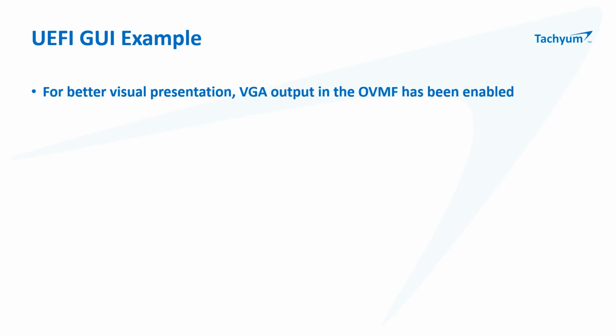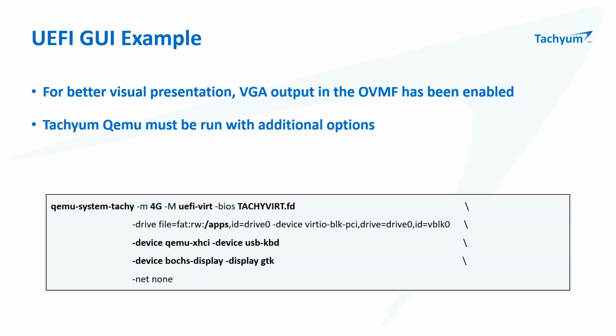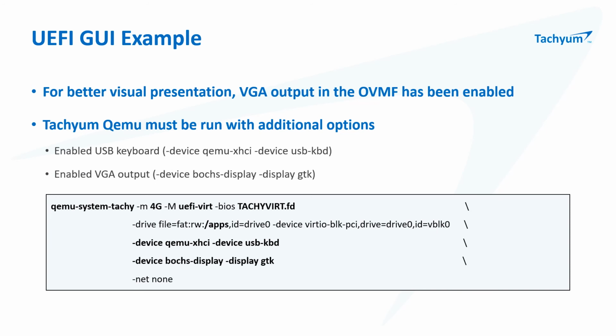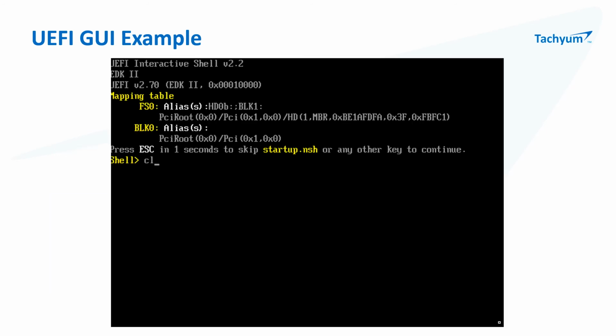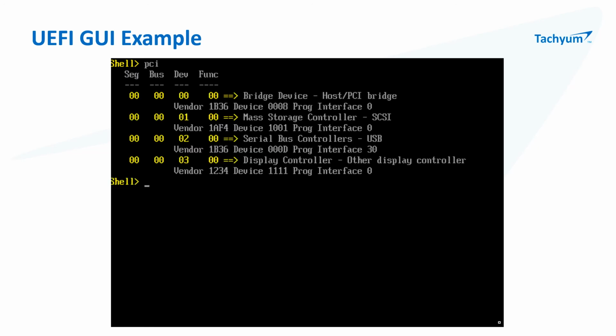For better visual presentation, VGA output in the Open Virtual Machine firmware has been enabled and the Tachyum image has been recompiled. To get it working, the Tachyum QEMU must be run with additional options for enabling the emulation of USB keyboard and VGA card. And finally, the added USB host bridge and graphical card are connected to the PCI bus, what you can see here.